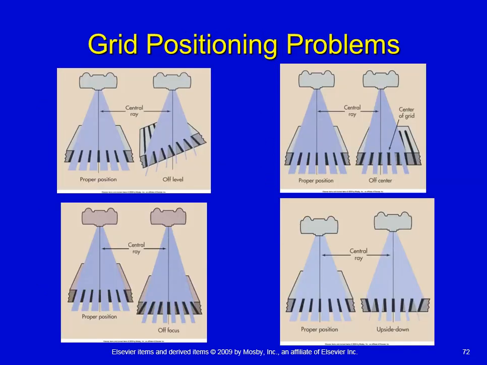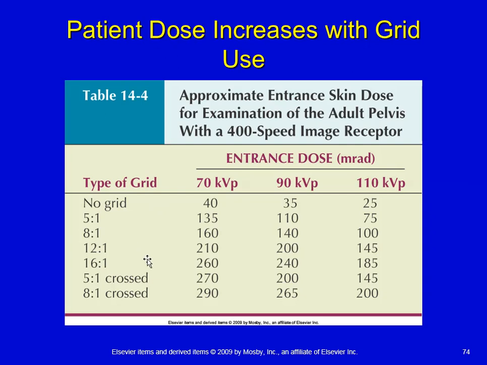So your grid selection matters, because the patient dose is going to go up dramatically when you introduce a grid and whenever you change grid ratios. So if you go from no grid up to a 16:1 grid, again, your entrance dose is going to increase dramatically, depending on what KVP level you're using.